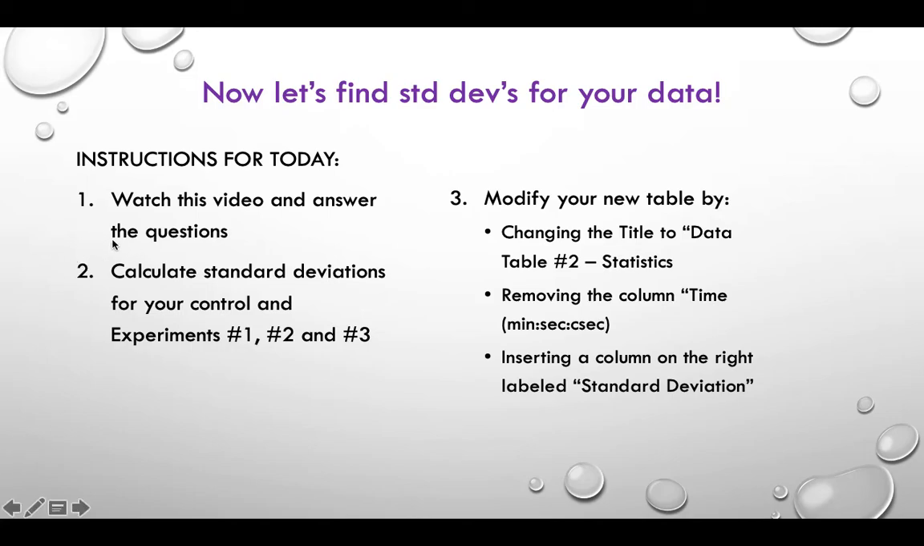So the instructions for today, everything you're going to do today, let's just do the overview, and then I can show you how to modify your table. You've watched this video. The next thing we're going to do is calculate standard deviations for your control and experiments 1, 2, and 3. And then you're going to modify your table. So let's look at that.